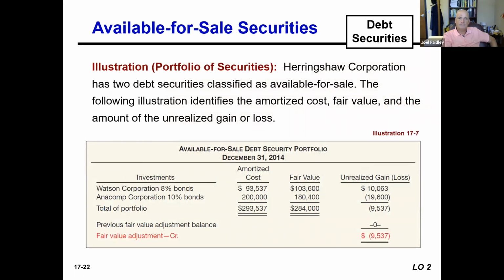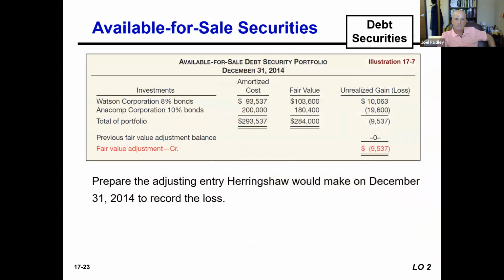All right. So here's a good example. They're showing the amortized cost, the fair value, and the amount of unrealized gain or loss. So they're showing the carrying value here, $293,537. This is for 2 bonds. And then the fair value. So they're showing a loss of $9,537.